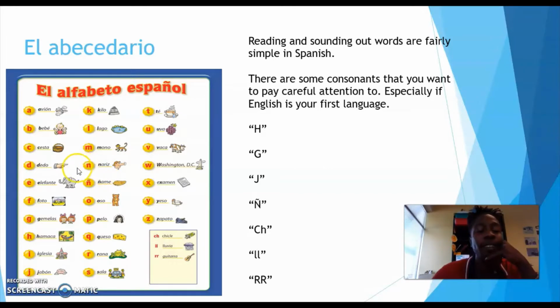Let's go to here because I think we break into the second half of the alphabet here at this letter, N. Let's try our pronunciation from A through N.